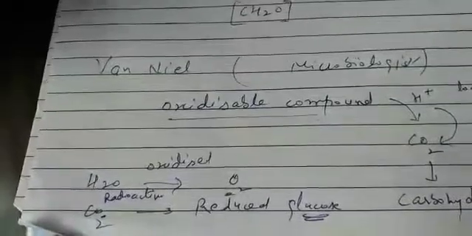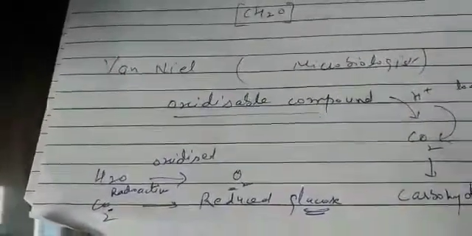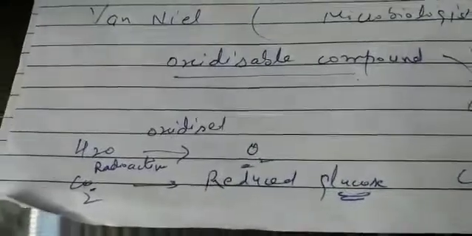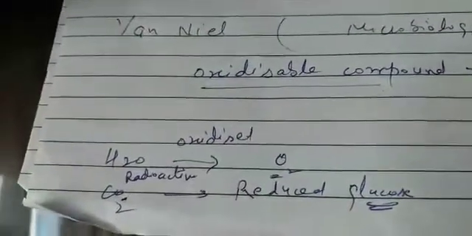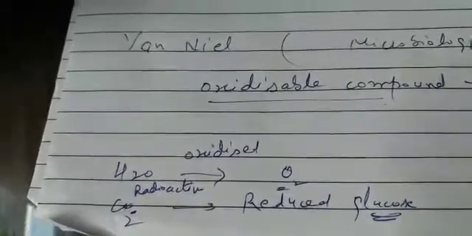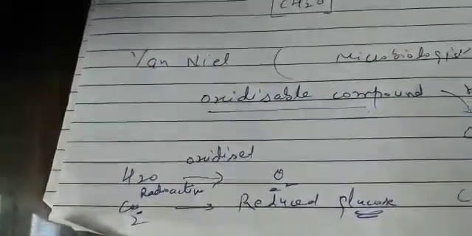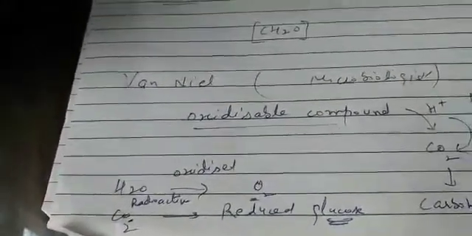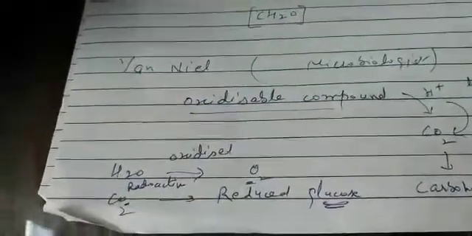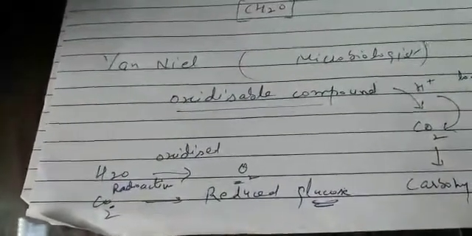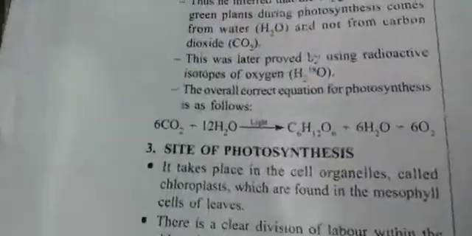Now how did he prove it? He used radioactive oxygen, because oxygen is present in water as well as carbon dioxide. He first used radioactive oxygen in carbon dioxide, and he found that the oxygen produced is not radioactive. Then he used radioactive oxygen in water, and he found that now the oxygen released is radioactive. It means that the oxygen which comes out is a part of water, right? So this is the main achievement of Van Niel's experiment. These are some of the experiments, clear, done by different scientists in the early stages of the study of photosynthesis.